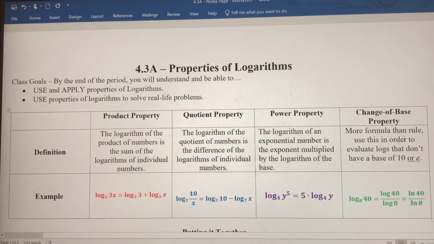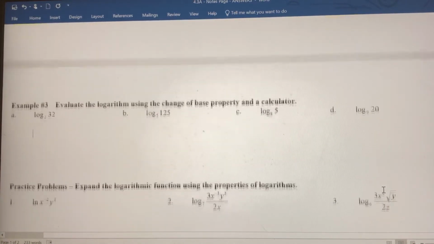So what we can do is use this property, and we're going to change either to a common log like this, log of 40 over log of 8, or you can use the natural log of 40 over natural log of 8. You can enter these into the calculator, and you can get an exact value for log base 8 of 40. So that's what we're going to do in this video, use the change of base property to evaluate logarithms. So let's scroll down to example 3.